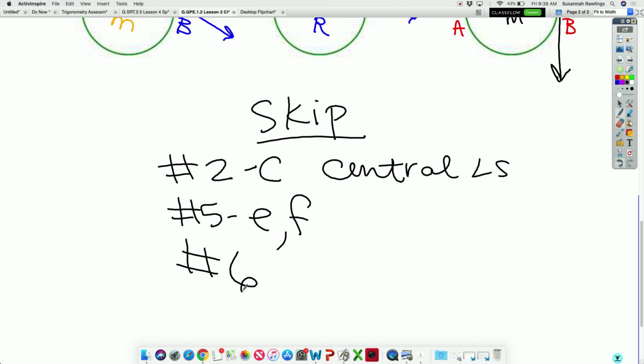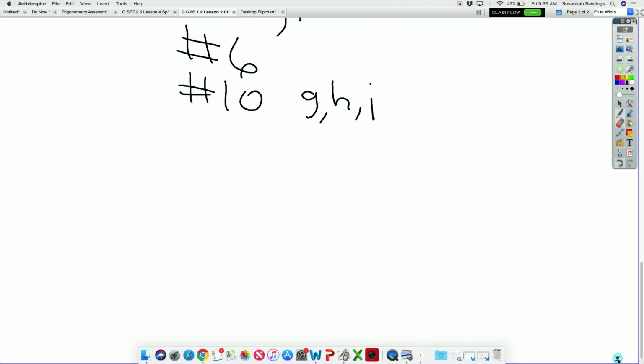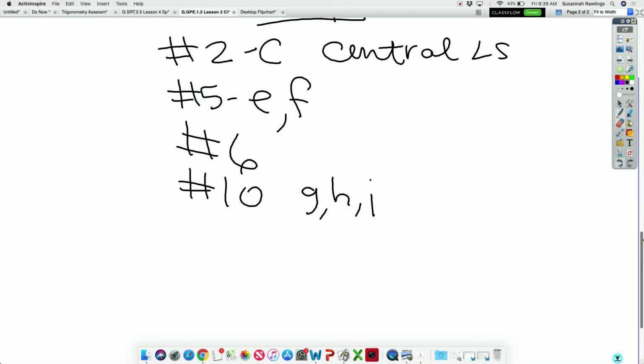Okay, on the back, number 10, the last 3. So G, H, and that's an I. G, H, and I. You can skip those last 3. We don't know regular hexagons or regular equilaterals yet. Okay, we're gonna go back to number 3 and 4, and we're gonna do those real quick. Because those are just like the thinking through logically questions.